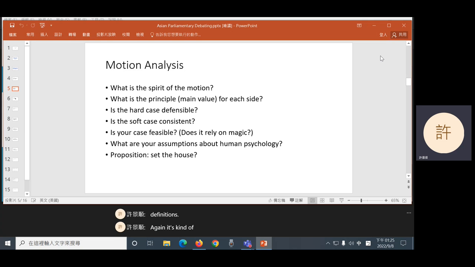Again, it's kind of like chess. You know how chess grandmasters memorize thousands of different ways to play chess? Really good debaters also have a sense of, okay, this is the motion, this is what the motion wants us to talk about, these are the different ways that we can talk about it. And this is what experience means. The more you debate, the more familiar you are with the different ways of presenting and attacking a motion. But in the beginning, we can start from the basics. If the motion is this house would abolish homework, what is the spirit of the motion? What does the motion want you to talk about?